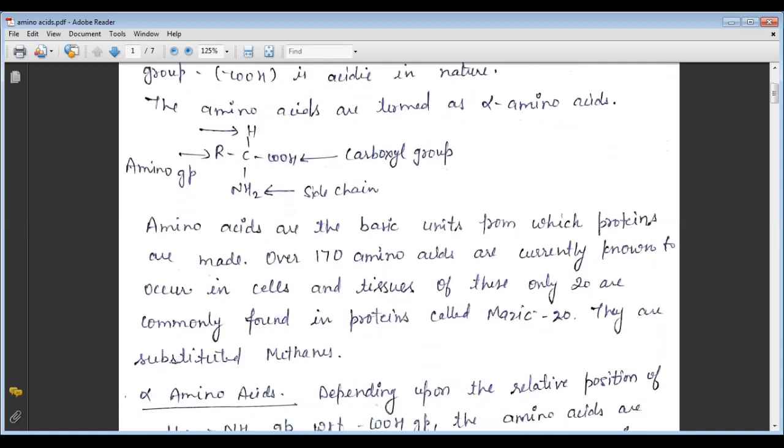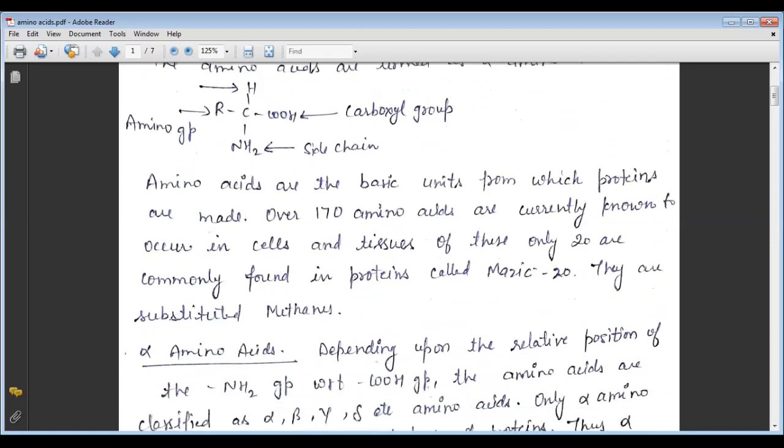Now come to the amino acids being the basic unit from which proteins are made. Over 170 amino acids are currently known, and 20 are commonly found in proteins. These are the magic 20.